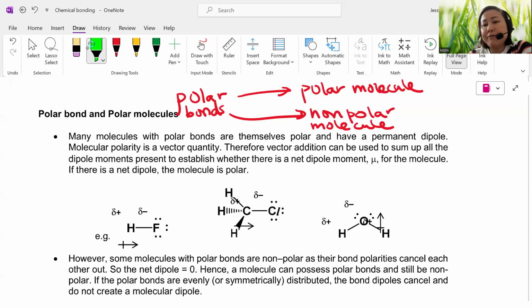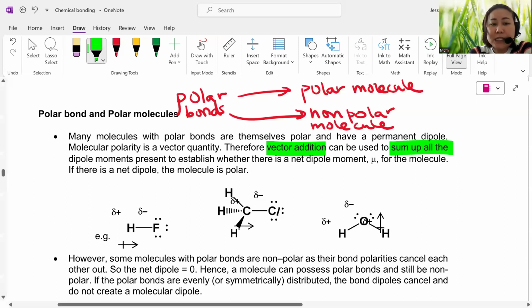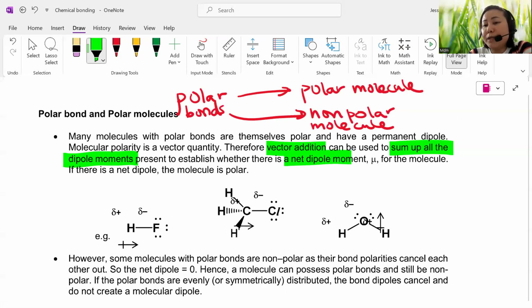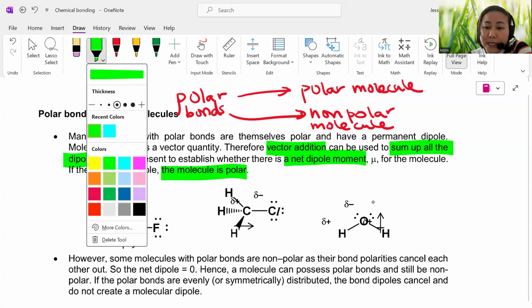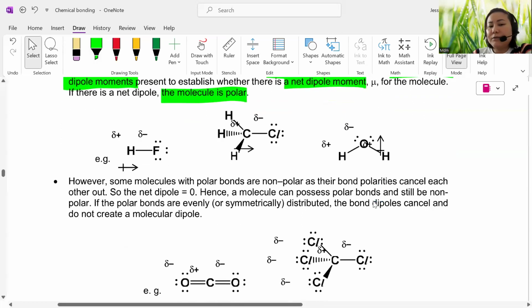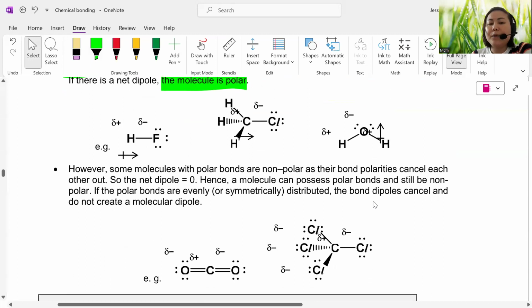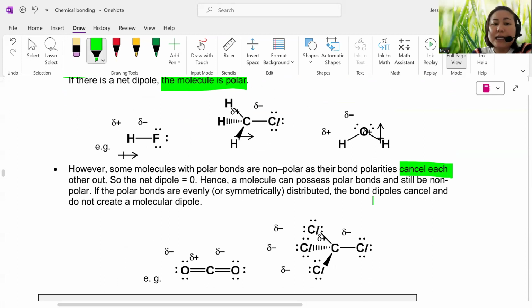So if we apply vector addition to the molecule and sum up all the dipole moments, and after doing so, if there is a net dipole moment for the molecule, then the molecule is polar. But if we sum up the dipole moments and we find that the dipole magnitude and the dipole direction allow the dipole moments to cancel each other nicely, giving us zero net dipole moment, then the molecule will be non-polar.